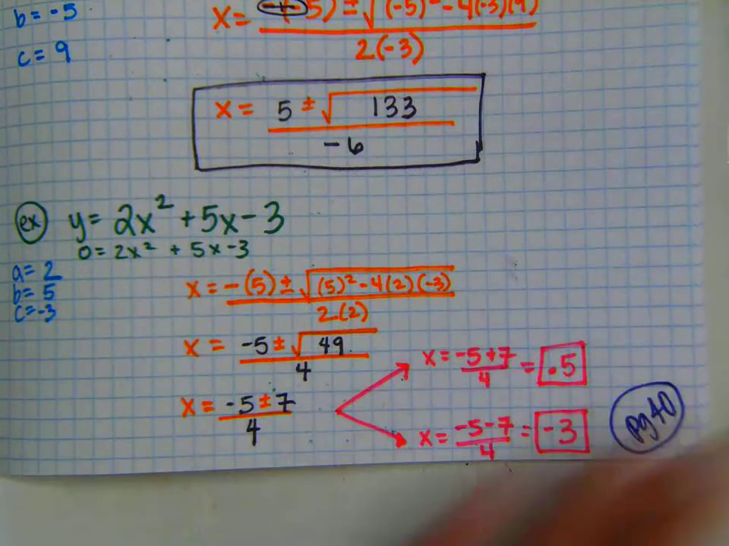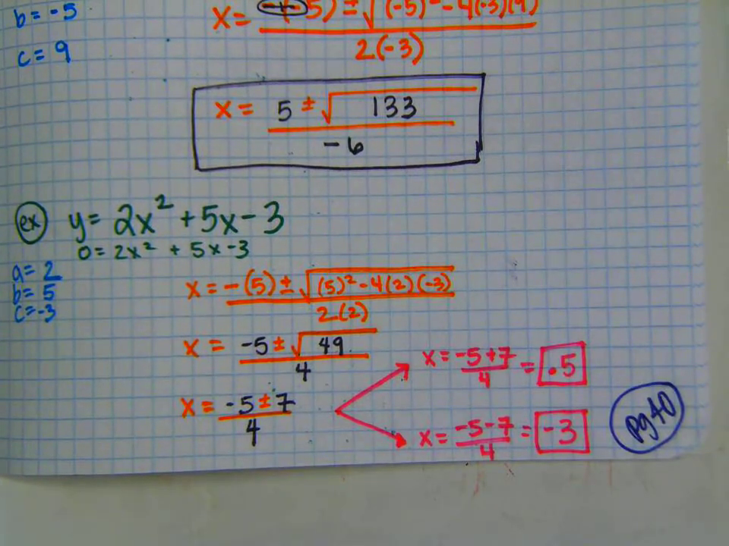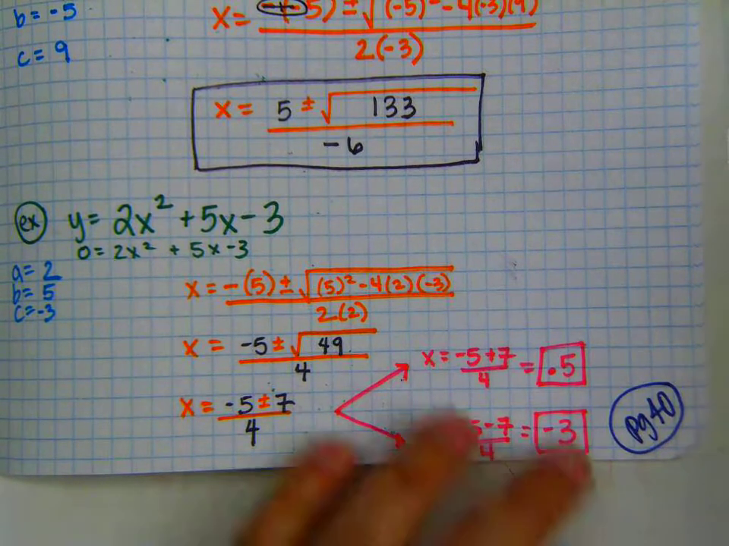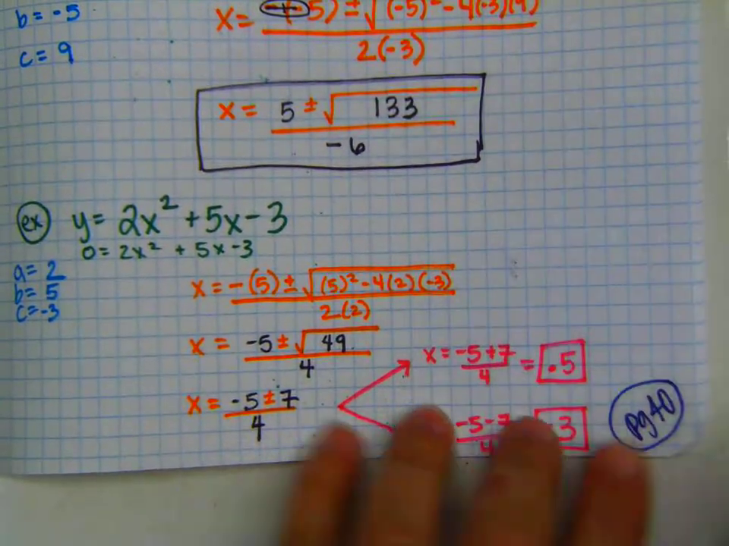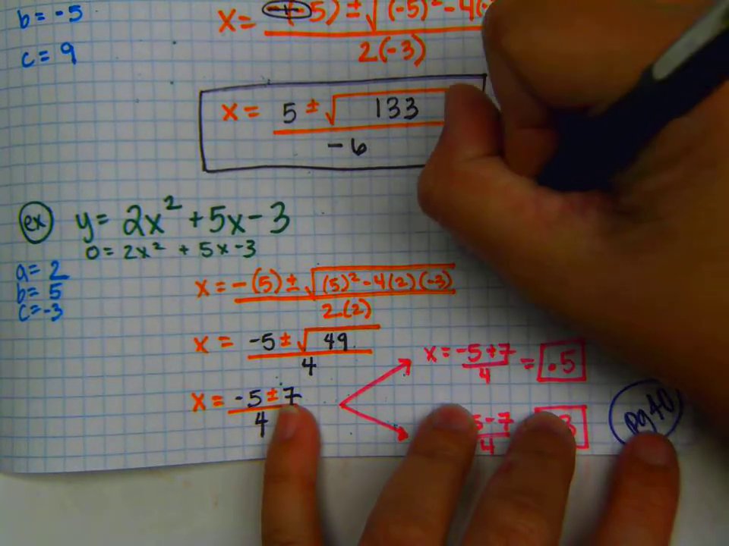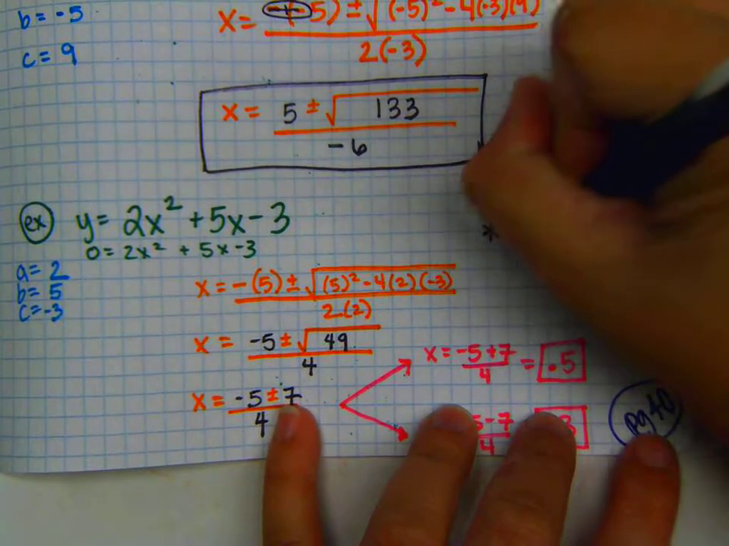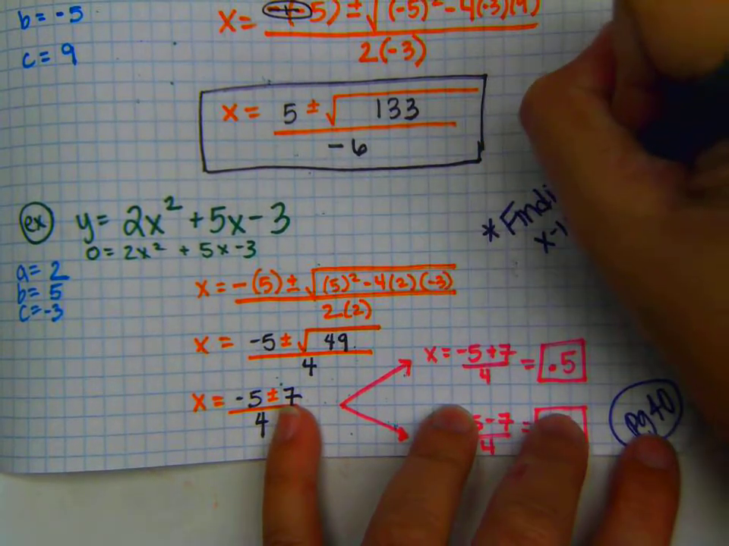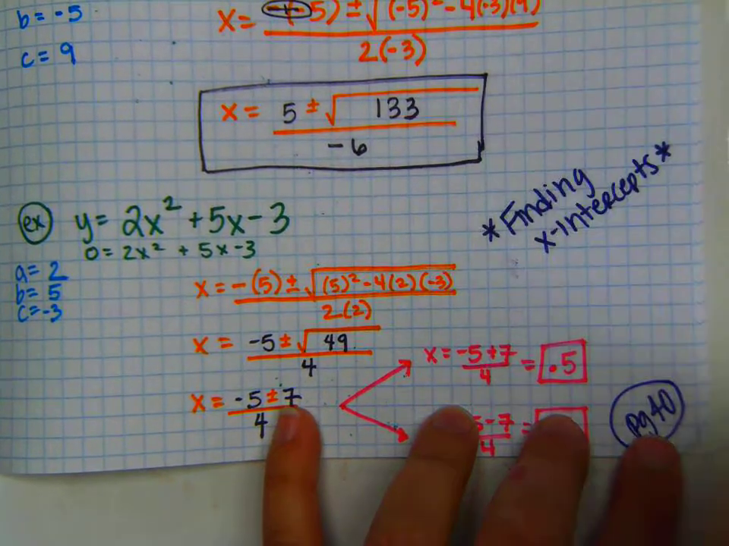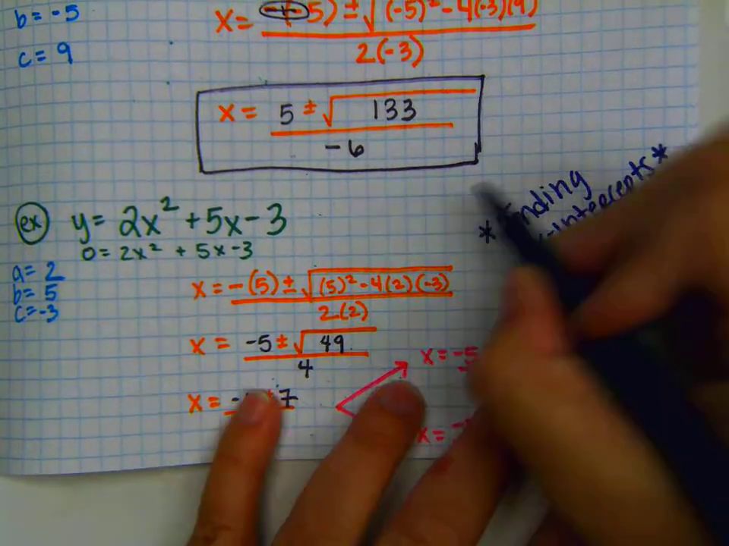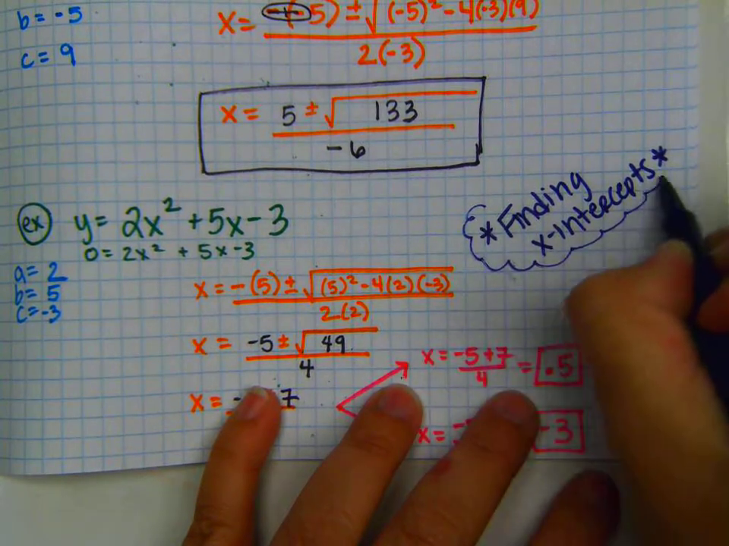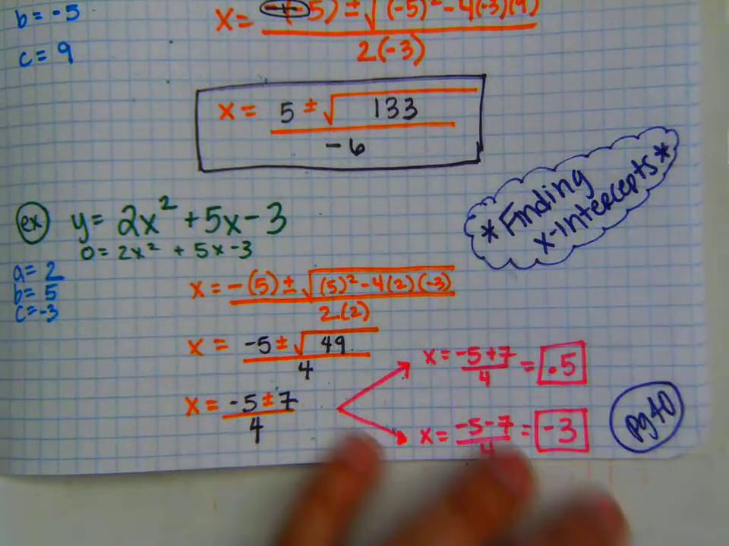Okay? Now, here's the important question. What did you just find? When I found these two values, what is that? Those two values are x-intercepts. That's always what you're finding when you're solving quadratic equations. So I'm going to put an asterisk here. Just like you were doing when you were solving using zero product property, just like you were doing when we did completing the square. Here, we're finding x-intercepts again.